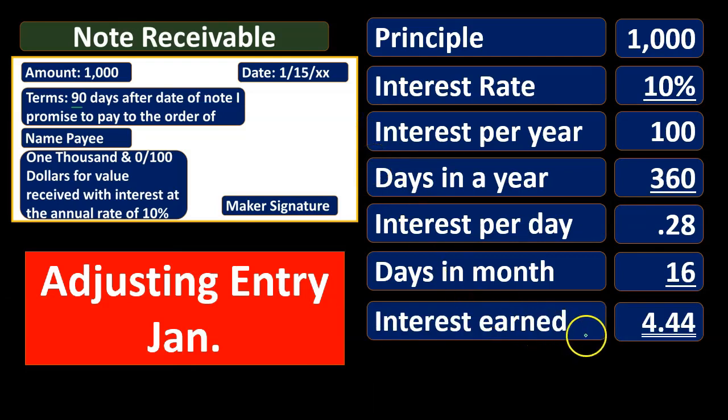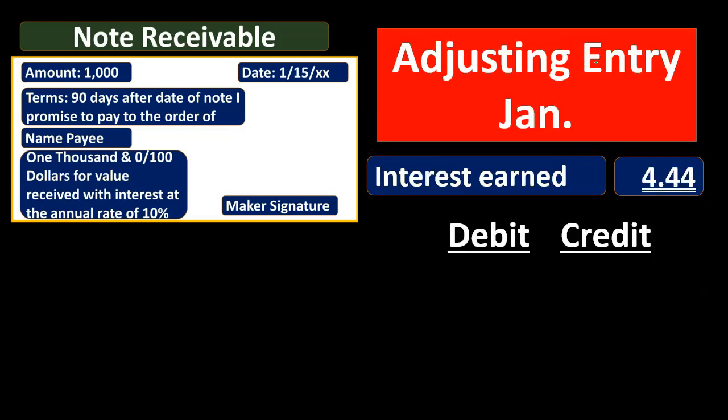$4.44. Now this amount seems minor, and it is, in this adjusting entry, but if we had a lot of these adjusting entries, or if the dollar amount was larger, this could be a material adjusting entry that we would want to make sure that we record in order to represent the financial statements correctly as of the date we make them, the end of the month, the end of the year.